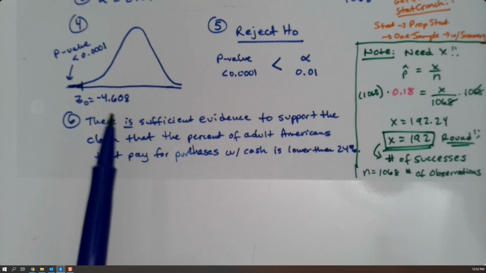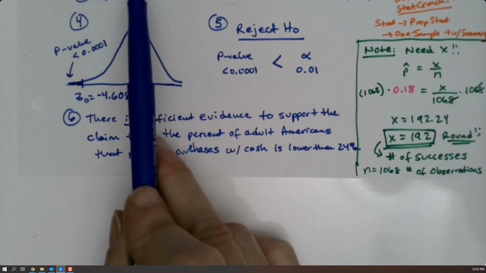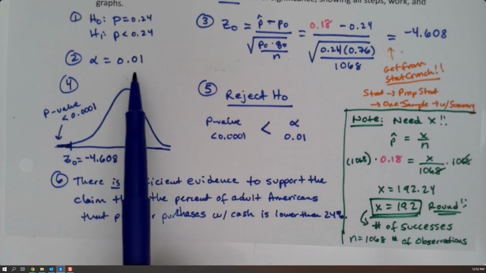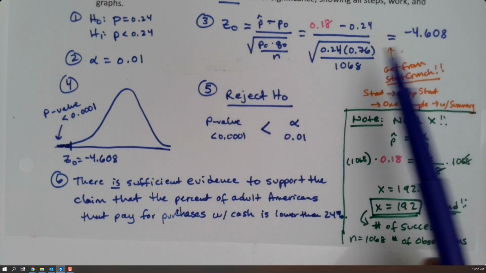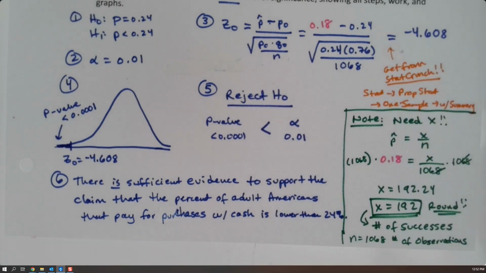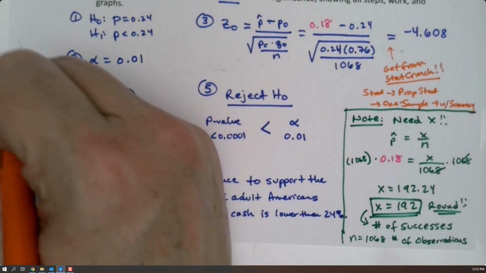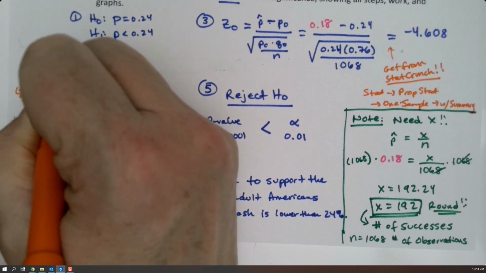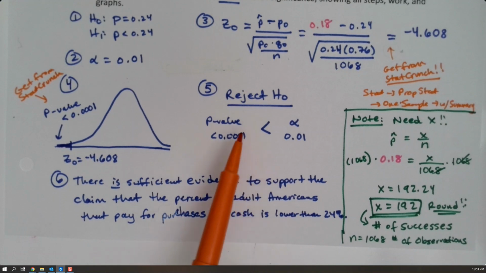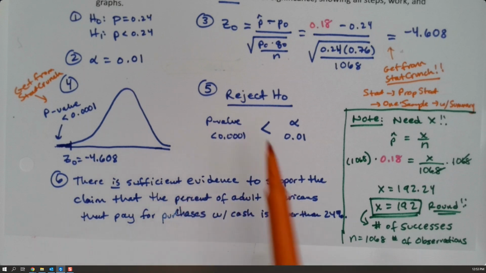All right, so we've done all 6 steps, right? Null and alternative hypothesis right here. We have our alpha right there. We have our z0 all labeled out with our formula and substitution and result. We get that result from StatCrunch, and we get step 4 from StatCrunch. StatCrunch draws the picture for you, so use it. Then we have to make a decision. Remember, you're always looking for statistical significance, which means when your p-value is low, you get to reject your H0. That's what you want. And there is sufficient evidence to support the claim that the percent, and then we fill that out. That's step 6.